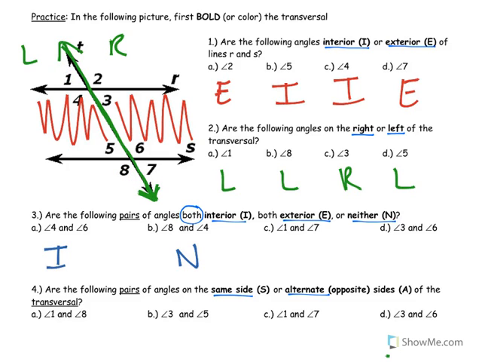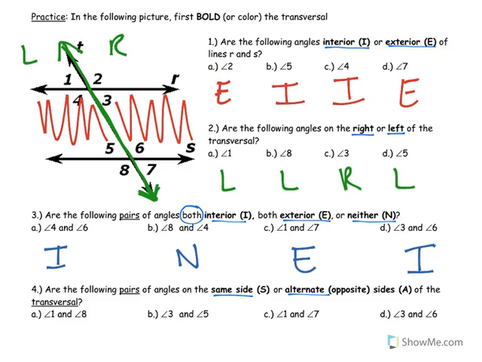1 and 7. 1 and 7 are not in my shaded region, right? Those are on the exterior, both of them. So I'm going to put an E there. And then 3 and 6, those are both on the interior. They're both in that shaded region. So I'm going to put an I.